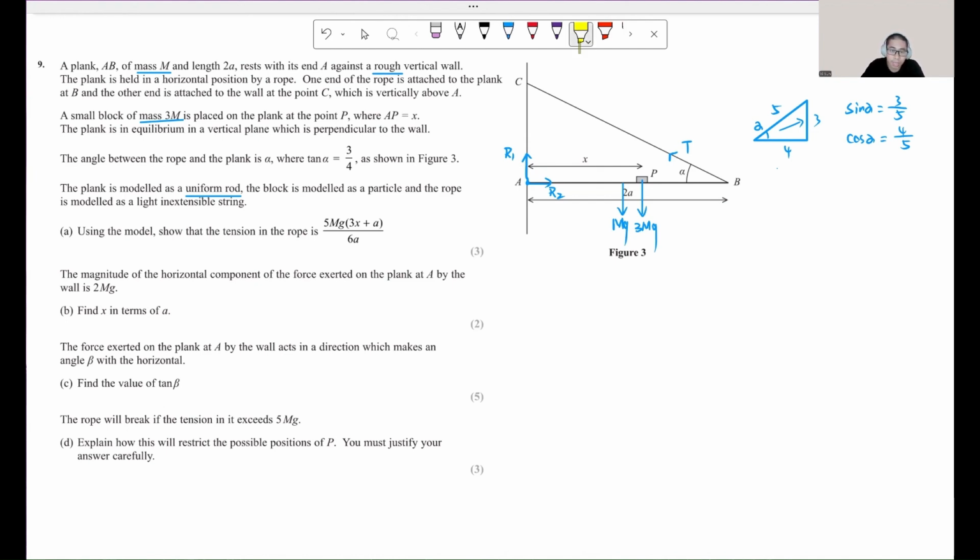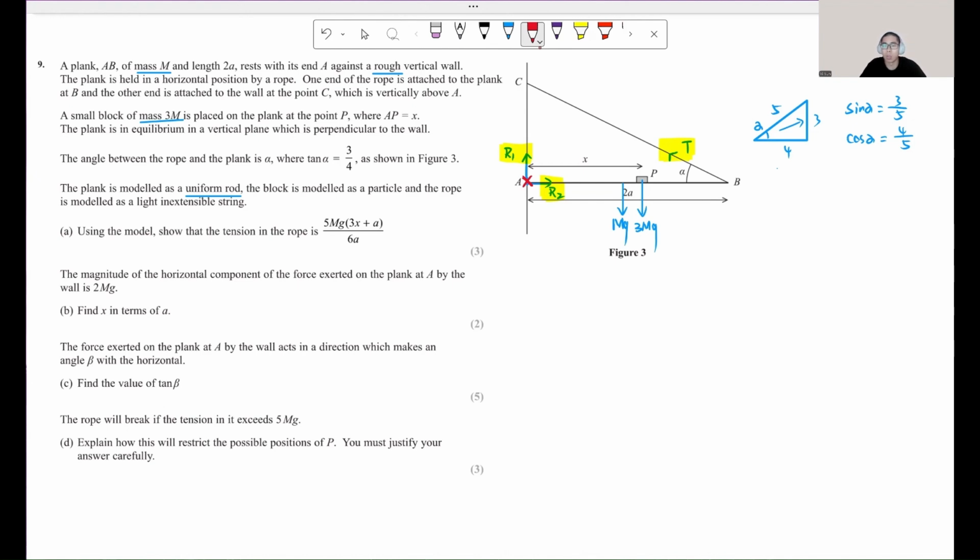So in this question, we don't know R1, we don't know R2, and we don't know the tension. There are 3 unknowns. So in this case, we always take the moments at the corner, point A, where R1 and R2 act. If you take moments about a point on the same line as the force, the moment for that force will be equal to 0. So we don't need to consider those two. It's only the tension, mg and 3mg we need to consider.